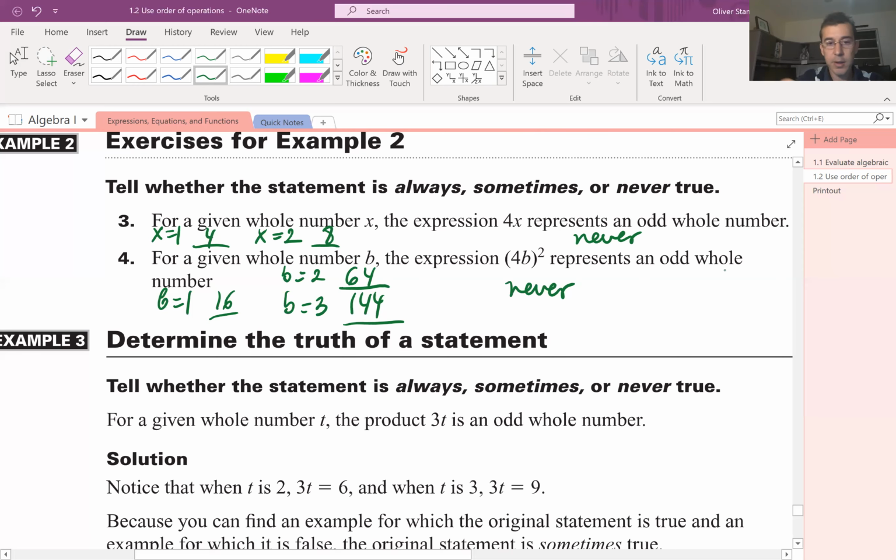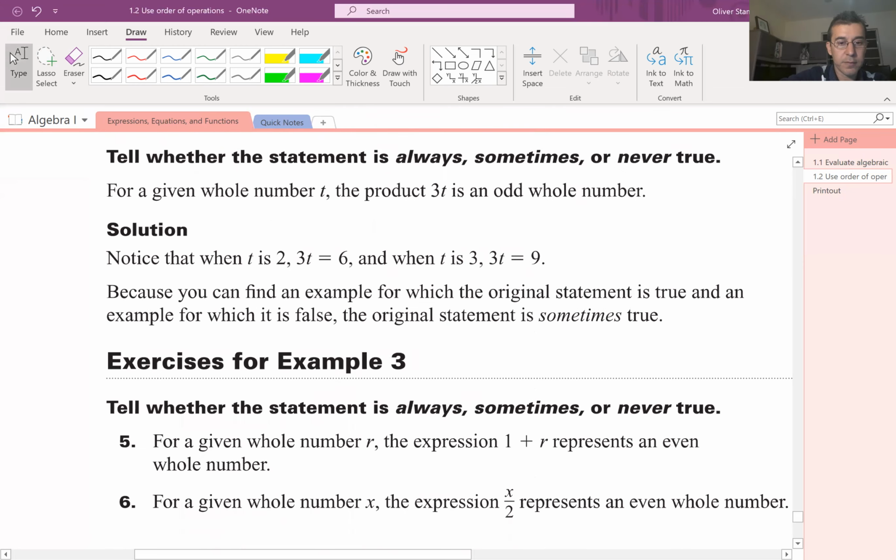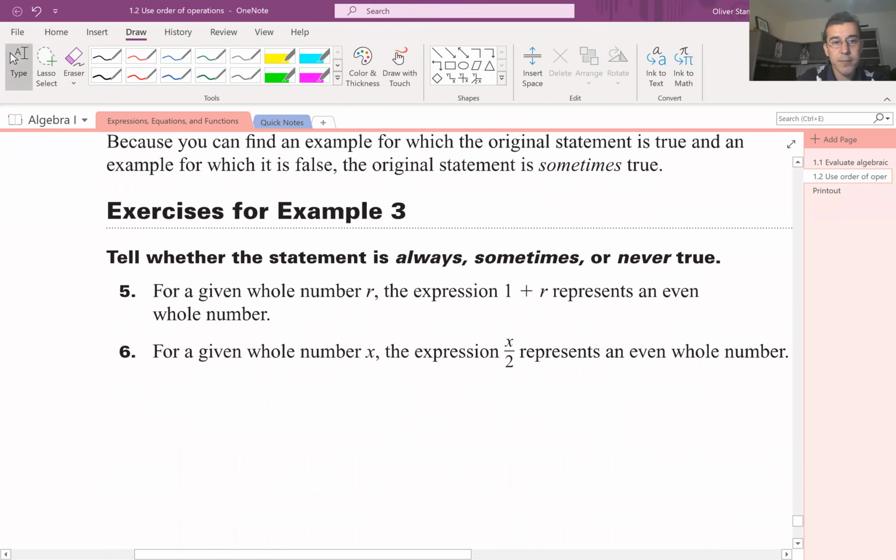That was number 4. And then we have, I believe, 2 more, 5 and 6. For a given whole number r, the expression 1 plus r represents an even whole number. Let's try a couple. So r equals 1. 1 plus 1 is 2. If r equals 2, we get 1 plus 2 is 3. If r is 3, 1 plus 3 is 4. So we can see sometimes it's even, sometimes it's odd. So for even, we say sometimes. That was number 5.